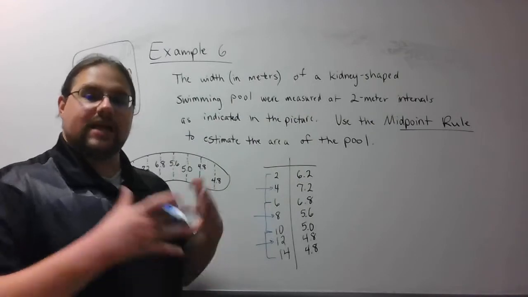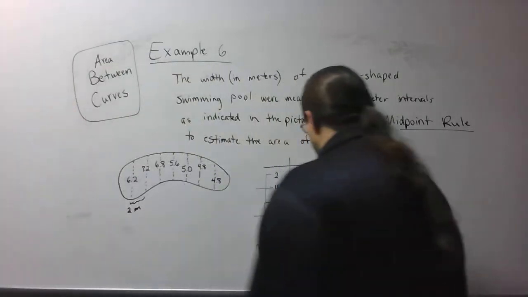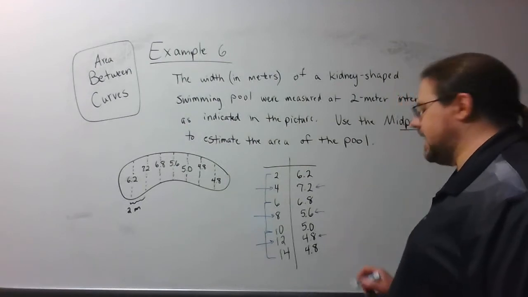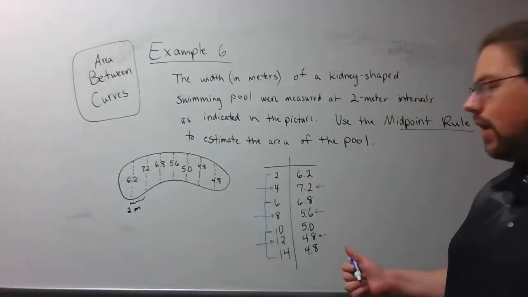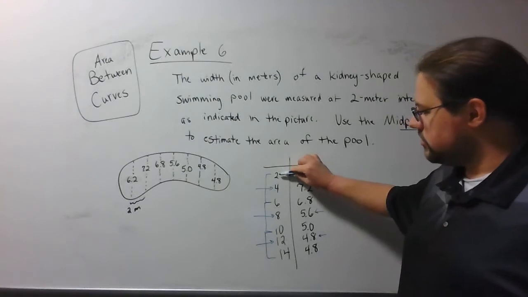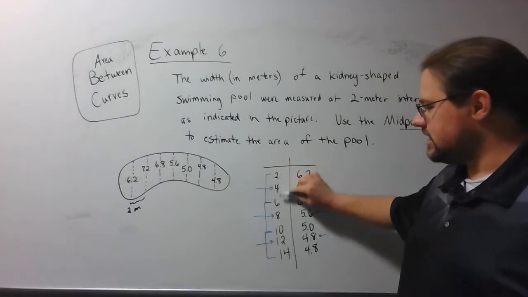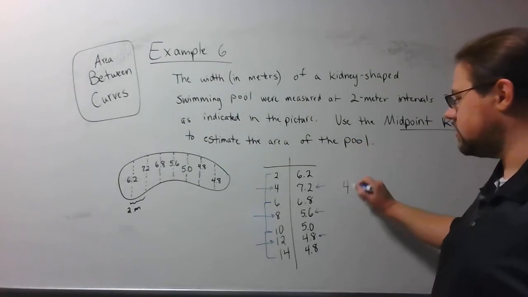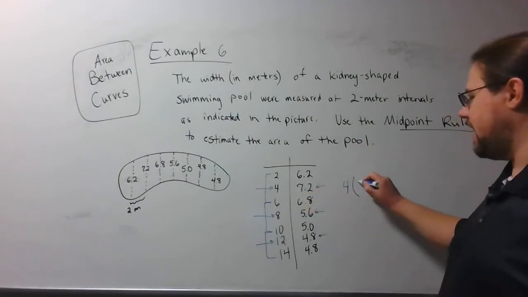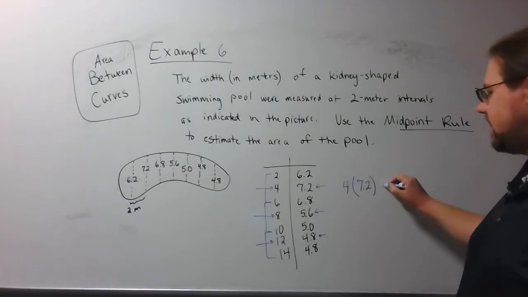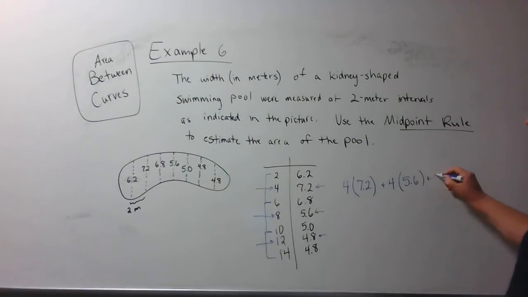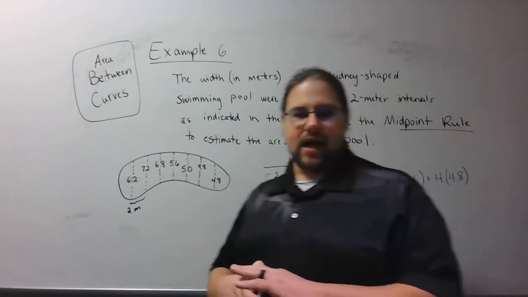So I'm going to actually multiply this 7.2 times the width, 5.6 times the width, and 4.8 times the width. All I have to do now is figure out how wide this interval is. Well, this is 2 meters. There's another 2 meters, so that's 4 meters total. So the width of that interval is 4 meters. The width of the pool at that place is 7.2. Then I've got 4 more meters times 5.6. Then I've got 4 more meters, and then that's 4.8. So now at this point, I've got it all set up. I'm ready to do it.